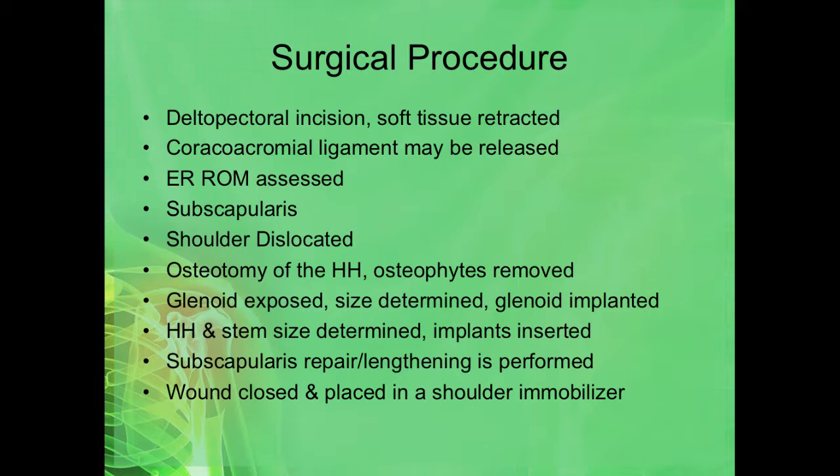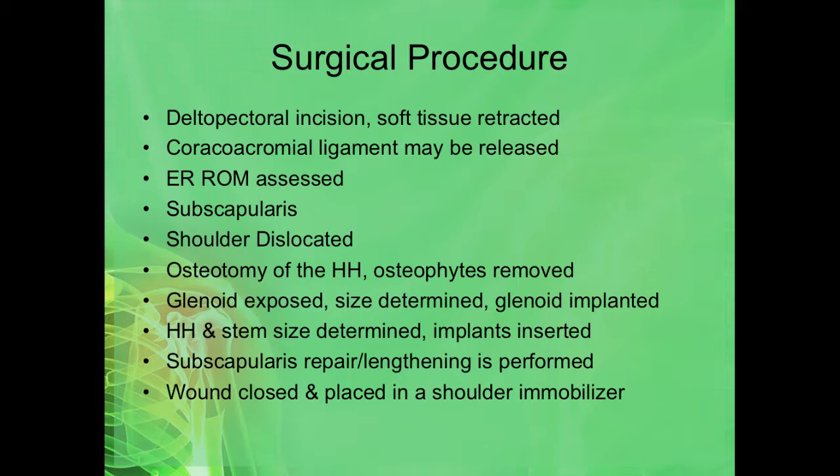They do an osteotomy of the humeral head, meaning they cut off the humeral head and any osteophytes are removed. The glenoid is exposed, and they determine what kind of glenoid plastic implant would be appropriate for this patient, and they then place that glenoid implant first. The humeral head stem size is then determined. A canal is then drilled into the shaft of the humerus, and the implant is inserted. Again, it is cemented inside the humerus.